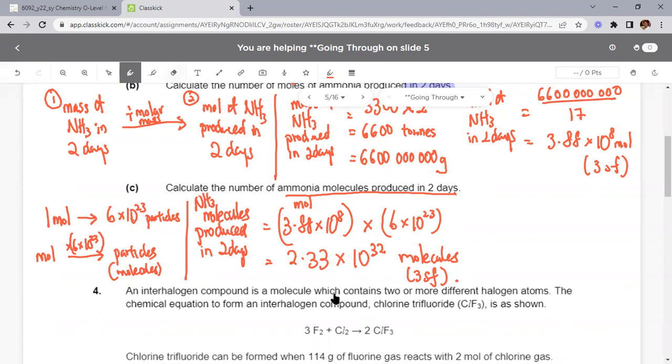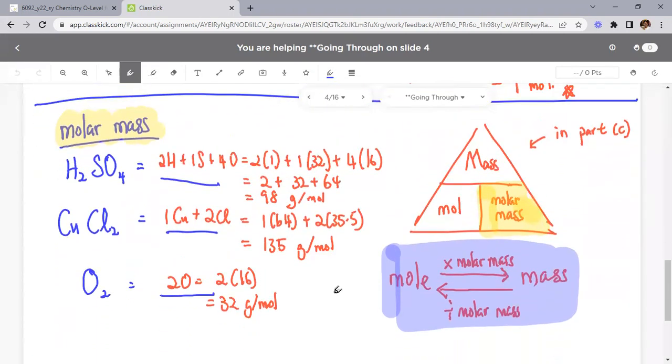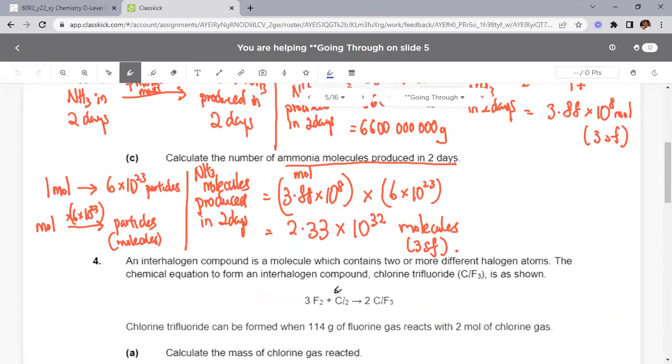Okay, so now, for this part, as a summary: in the previous page, we did a little summary on how to convert between mole and mass. On this page, a little summary: how do I convert mole to particles? I'm just going to draw a line here and draw the same diagram. So mole, if I want to convert to particles, I multiply by 6 times 10 to the power of 23.